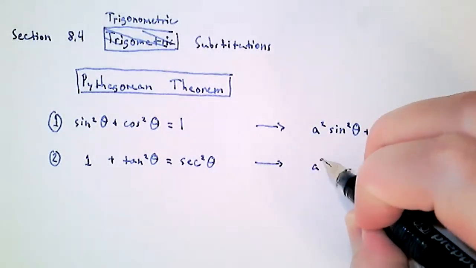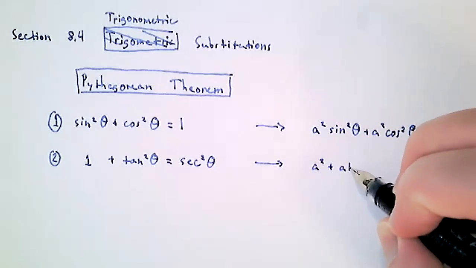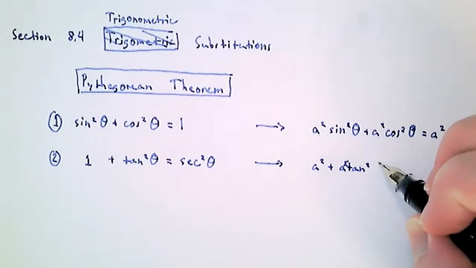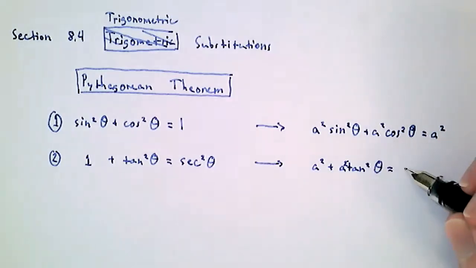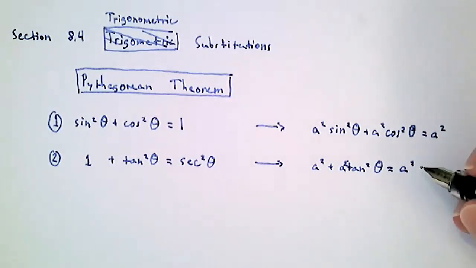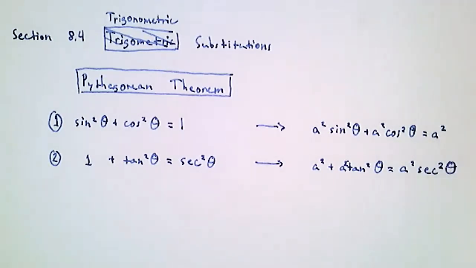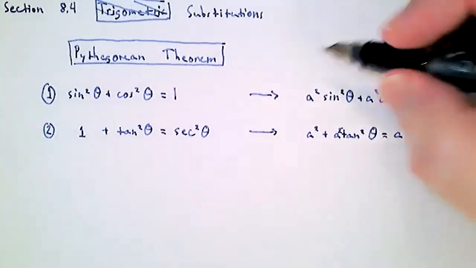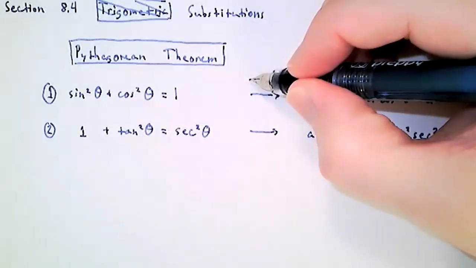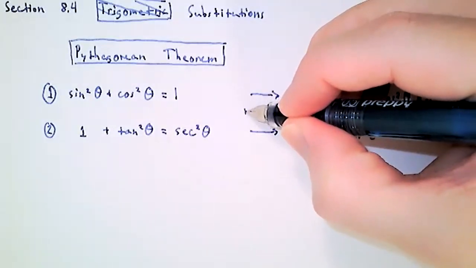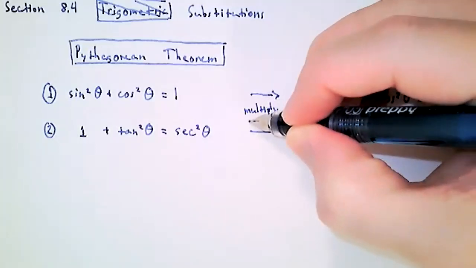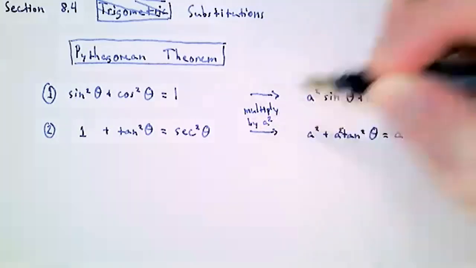You would get a squared plus a squared tangent squared equals a squared secant squared. And you'll see the reason for this constant in the example just below here. Maybe I'll put a note here that we multiply by a squared.